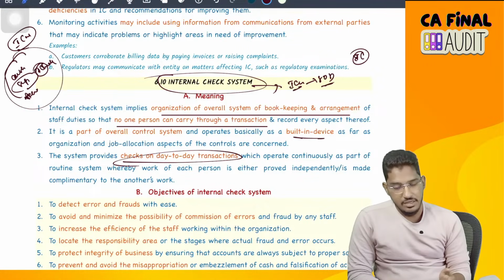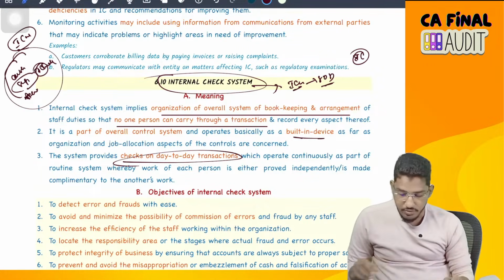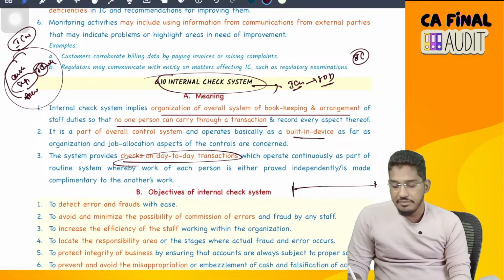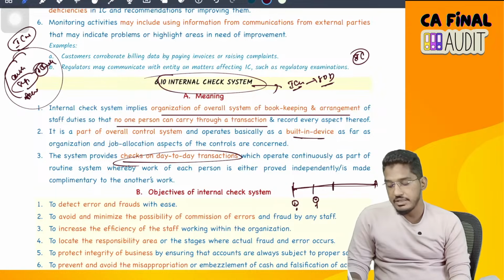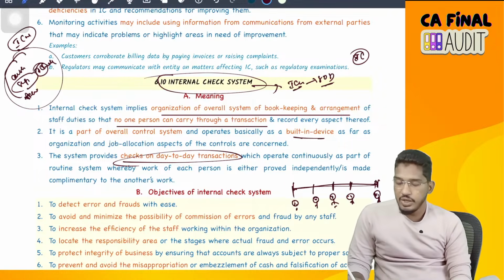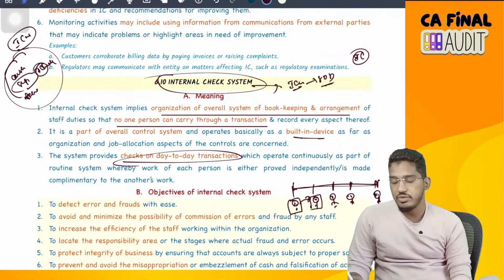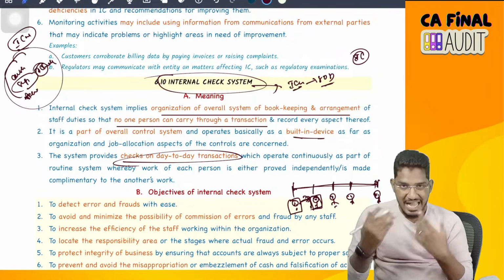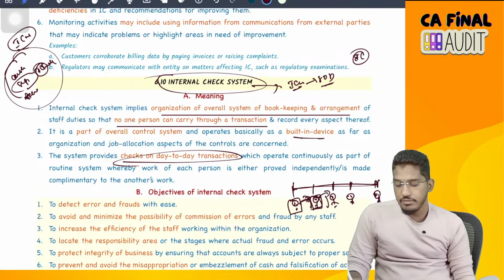So in the internal check system, if an activity has been performed, this activity will be spread across many people. Many people will get involved in that activity. It will not be kept in the control of one person. The work will be divided among different people from beginning to end, in such a manner that the work of one person is automatically reviewed by another person. This person will add some work to that activity, then the work goes to the next person, who reviews the previous person's work.